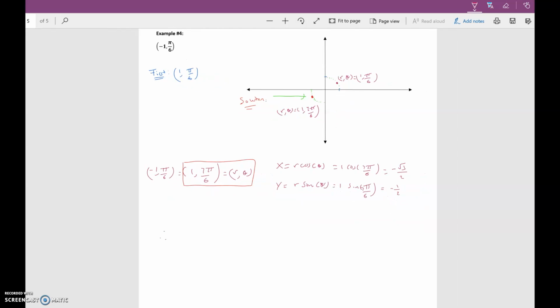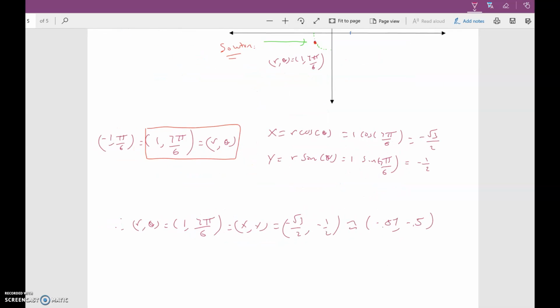So our main solution, r comma theta, which is equal to 1, 7 pi over 6, is going to be expressed as rectangular as negative square root of 3 over 2, negative 1/2, which as a decimal approximation happens to give us approximately negative 0.87, and then negative 0.5. Yeah, 0.87 is fine for this one.